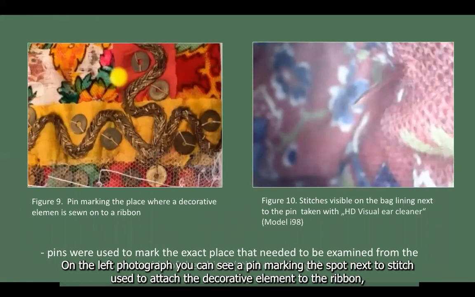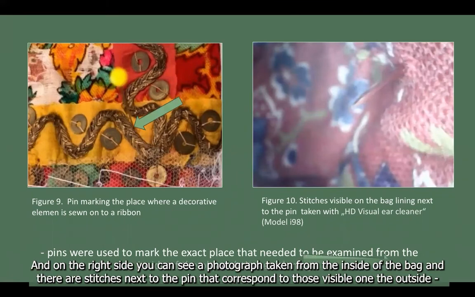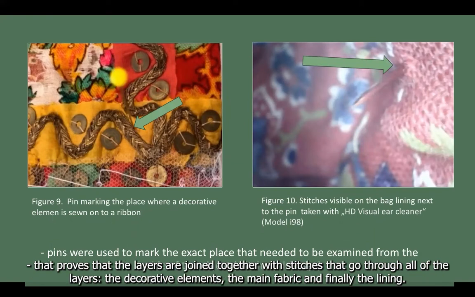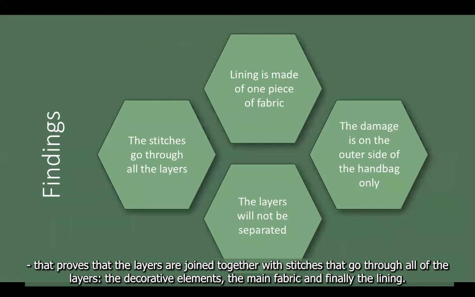In this example, you can see on the left photograph a pin marking the spot next to a stitch that attaches the decorative element to the ribbon. And on the right side, you can see a photograph taken from the inside of the bag, and there are stitches next to the pin that correspond to those visible on the outside, which prove that the layers are joined together with stitches that go through all of the layers: decorative elements, the main fabric, and finally the lining.